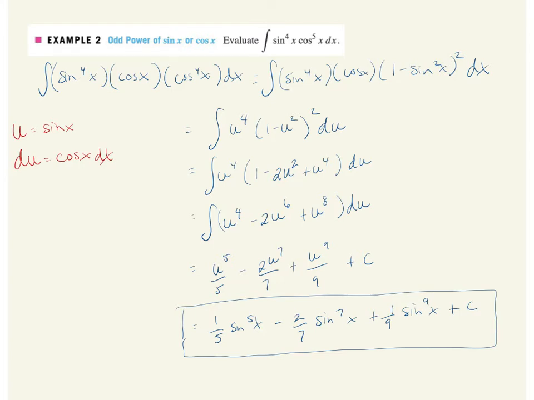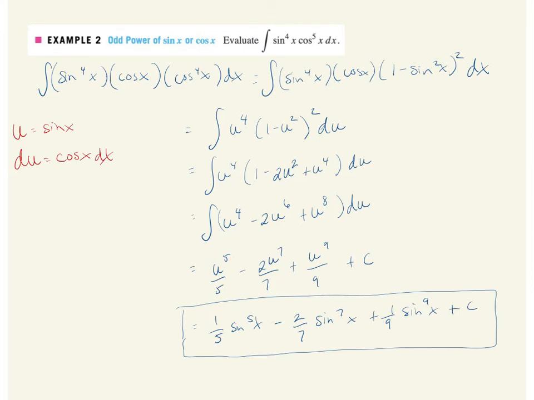So when I substitute back in, even though it's a little more complicated than in example 1, I still can rewrite everything with respect to u. U to the fourth times quantity 1 minus u squared squared du. You have to expand this right to standard form so that we have individual power terms. U to the fourth minus 2u to the sixth plus u to the eighth du. And then I can antiderive each individual term, bringing me back to u to the fifth over 5 minus 2u to the seventh over 7 plus u to the ninth over 9 plus c.